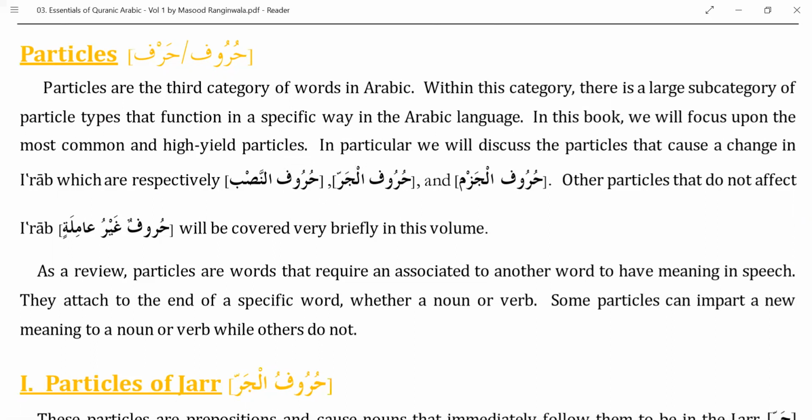12 if I'm not mistaken, maybe, and I think rafa is 7, or it's the other way around. I'll have to check that. But there are a lot of reasons why an ismun will be in nasb or jar. Default will be rafa, so there has to be a reason. And jazm, an ismun doesn't go into jazm, but a fi'lun, an action can go into jazm, because actions don't take a kasra, they don't go into jar state. So instead they go into a jazm state.